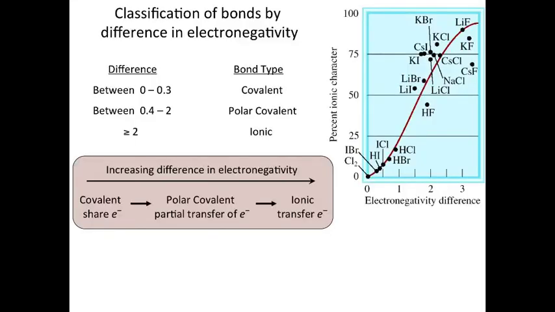Remember from the electronegativity video that we can look at differences in electronegativity between the two atoms involved in a bond and make a classification. If the electronegativity difference is between 0 and 0.3 or 0.4, we just say this is covalent, or we might use the word nonpolar. Whereas if the difference is between around 0.4 and 2, then we have a polar bond, a covalent bond, but a polar bond.